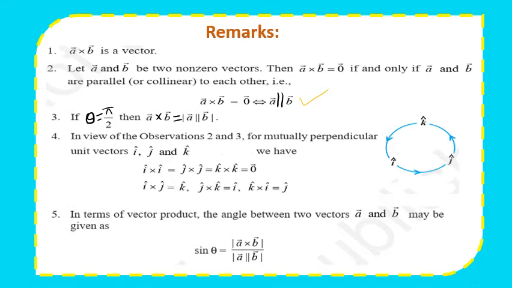And if theta is equal to pi by 2, that is, the angle between A and B is 90 degrees, then A cross B will be equal to mod A into mod B.